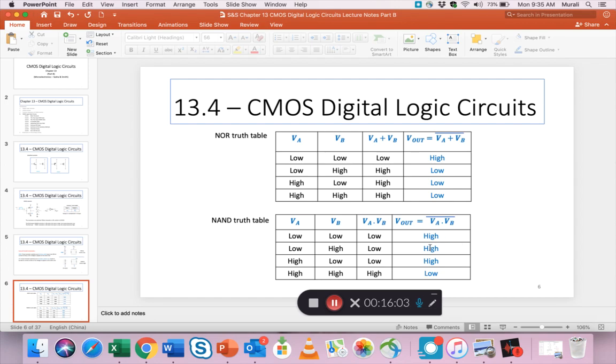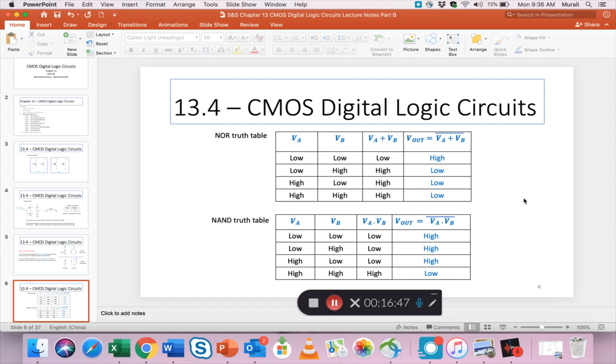That's the complement of an AND function. So you see, whenever this is low, this is shown as high because it's the complement. And when this is high, this is low. So that is how we define the NOR truth table and the NAND truth table. And you notice that the NOR truth table is only high 1 time out of 4, while the NAND truth table is high 3 times out of 4. Okay, so that is one of the conclusions.